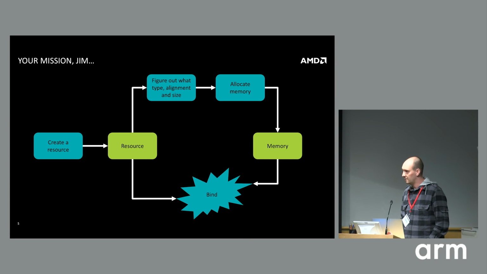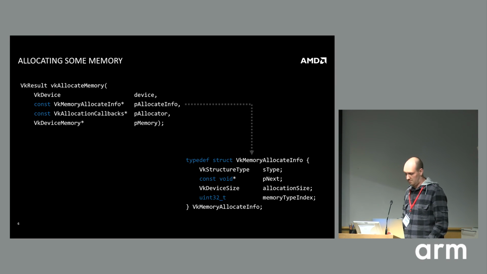If you've done any Vulkan coding, this flow will probably be quite familiar to you. You will start by creating a resource or describing the resource you're going to create. You'll create that resource, and then you've got to figure out from that what type of memory you want, the alignment of it, and the size that you need. You've then got to allocate that memory, and then you bind the two things together. So you end up down here with the description of your resource and the memory that backs it. You bind the two things together, so you have this notion of the resource and the memory that backs it. So this is the flow that we're interested in.